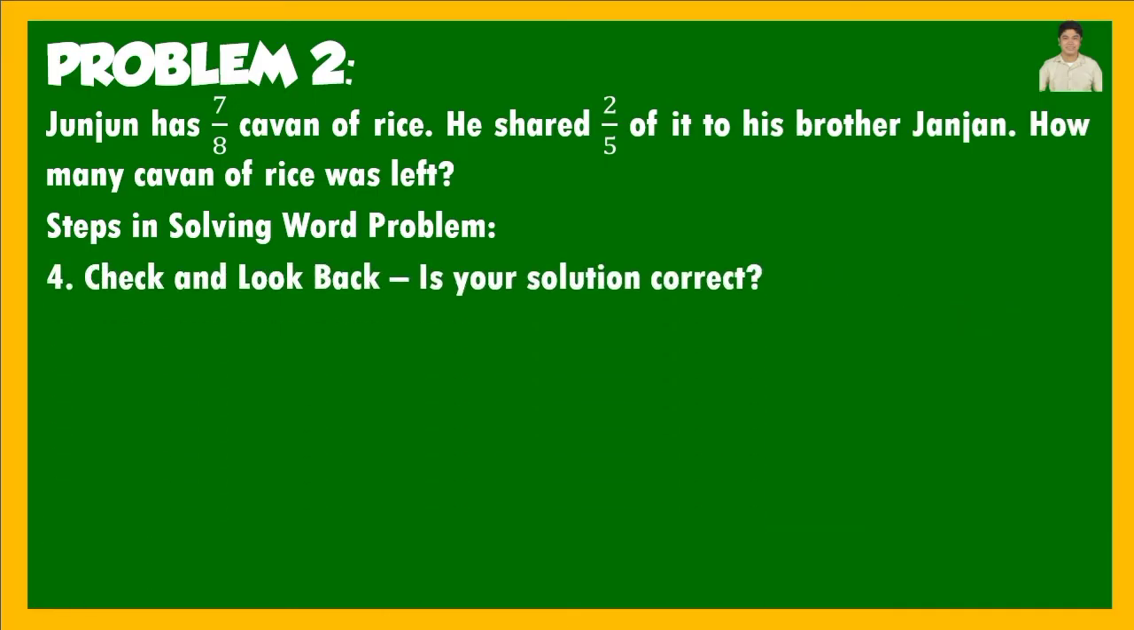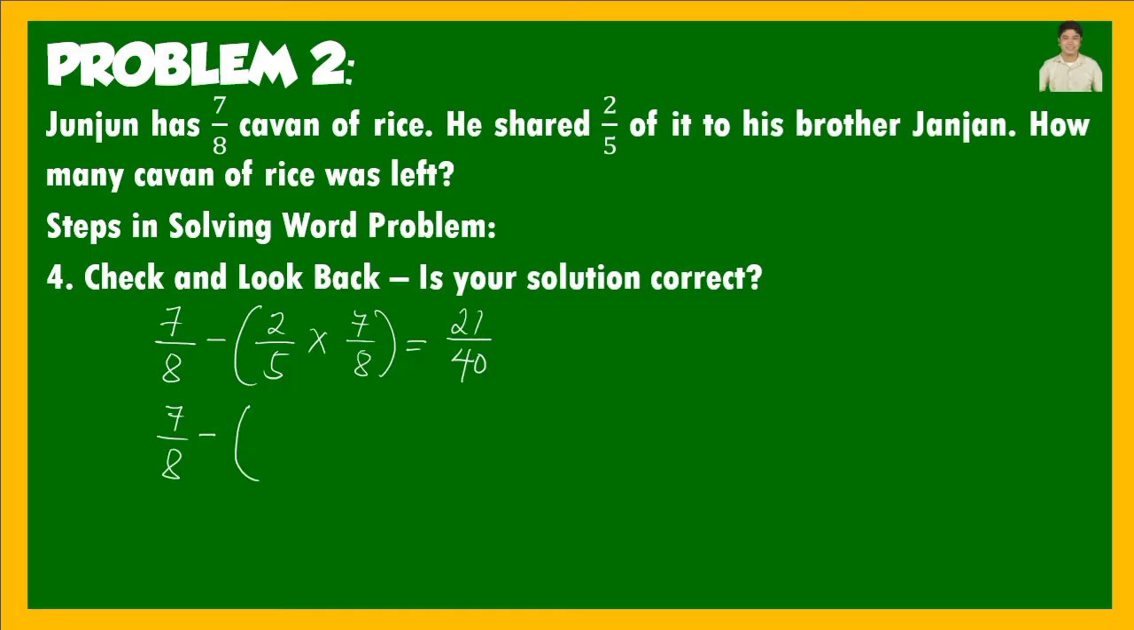Next, check. So, ganun pa rin naman ang gagawin natin. Sulat natin yung number sentence kanina. So, yung nakuha nating sagot kanina is 21 over 40. So, 7 over 8 minus.